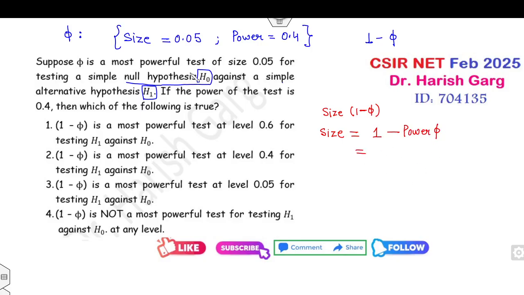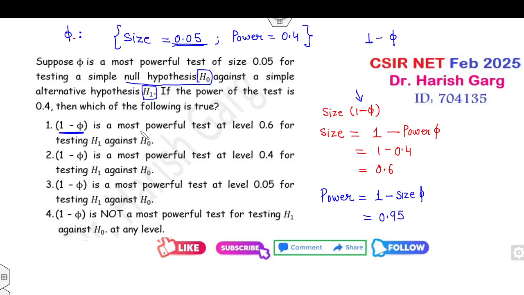Fine. So what is the power of phi? Power of phi is 0.4. So it is 0.6. Similarly, if you want to calculate the power of 1 minus phi, it is 1 minus the size of phi, and the size of phi is 0.05. So that will be 0.95. Is it okay? Now you can check about that.